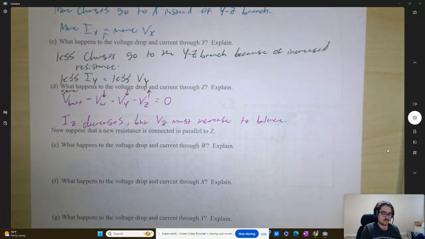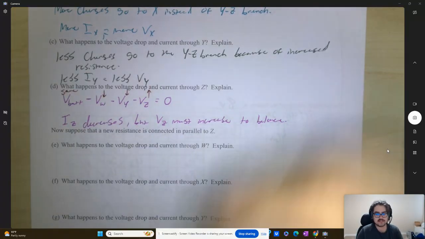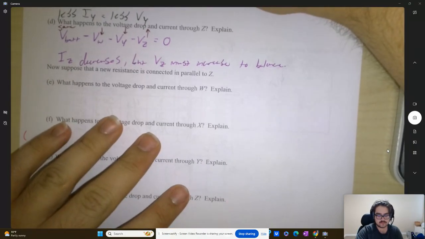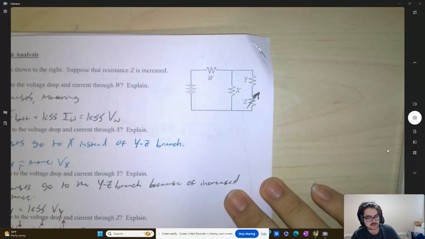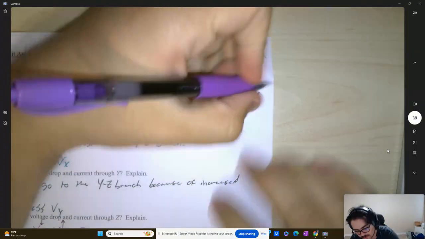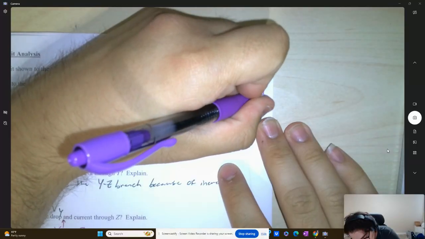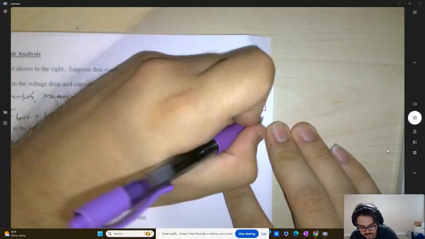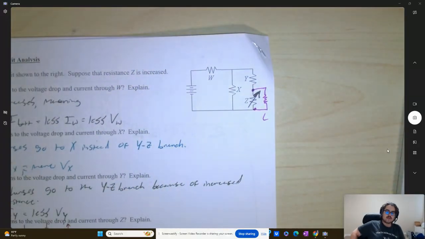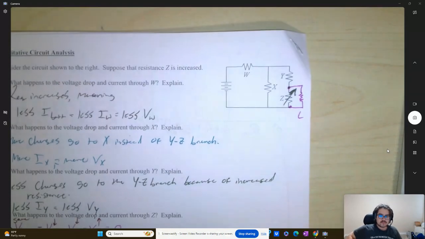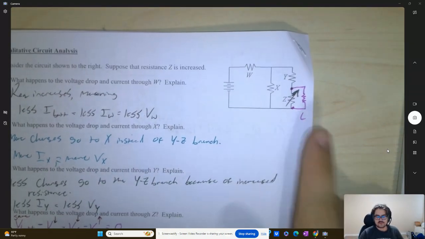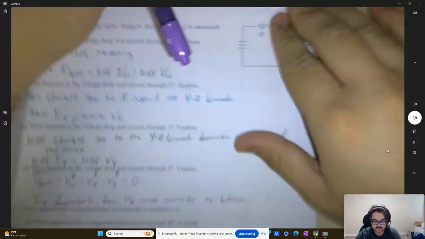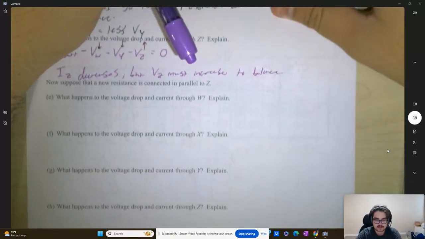Suppose that a new resistance is connected in parallel to Z. If we go back up to the circuit diagram, it's probably going to look something like this. We get another resistor in parallel to Z, right there. Let's call this resistor L. So if we have resistor L now connected in parallel to Z, that's going to change things, right? We're basically answering the exact same questions, but with that major change.